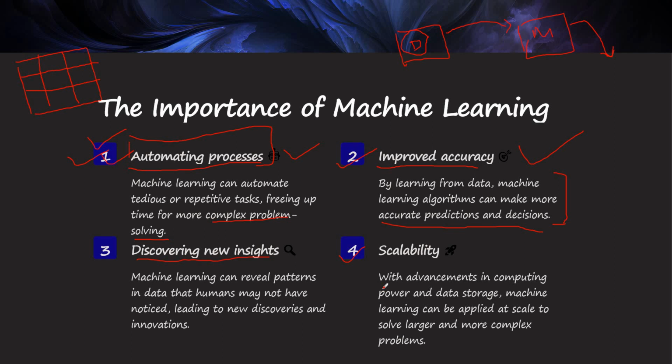In the previous decade, when we were working on Java, Java programming had the tendency to make more and more scalable applications. But when we are talking about machine learning, this scalability feature is involved by default, because of its nature to get improved results by changing the data sets, or by improving or pre-processing the data set. So with the advancement of computing power and data storage, machine learning can be applied at scale to solve larger and more complex problems.